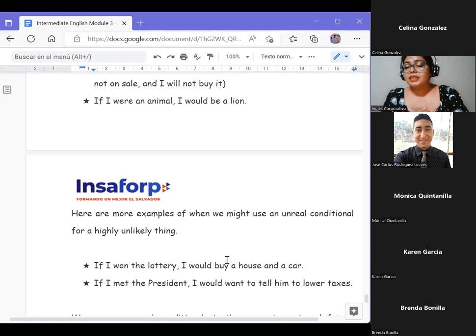Then we have the example of the lottery. We know that in some cases, some people are lucky enough to win the lottery, but we know that it's very, very difficult to do something like that. So in that case, we're not going to use it with a real conditional, because it is not something really easy.